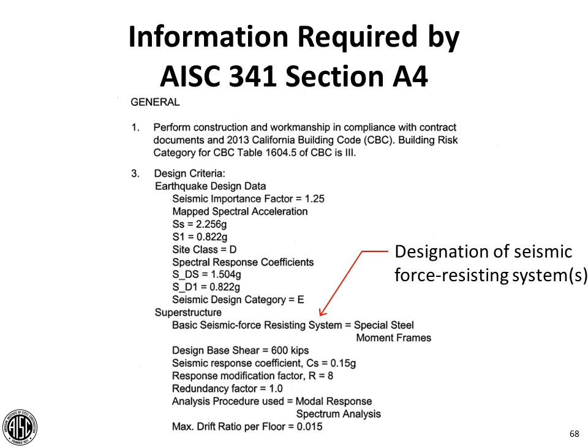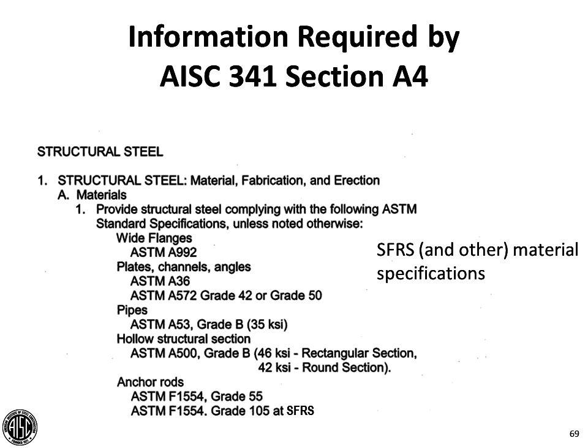So again, the requirement to show what the basic seismic force resisting system is is both a requirement in the IBC, or the building code, as well as in 341. And this example illustrates the fact that you may end up with more than one system, either vertically or in the horizontal directions. And so in this case, there may have been a superstructure and a substructure, two different lateral force resisting systems.